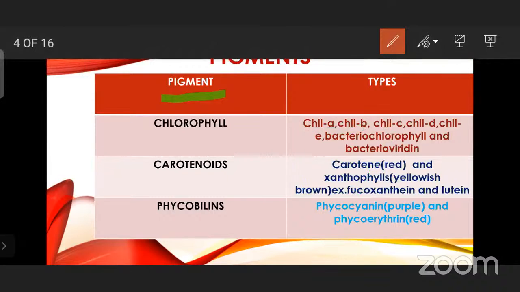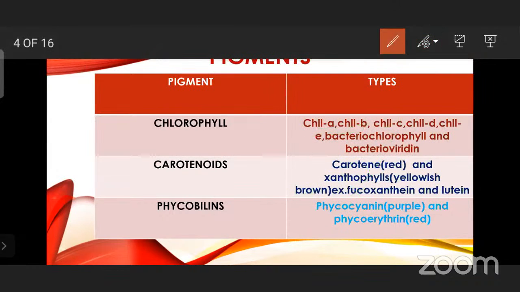And this chlorophyll pigment is of several types, 7 types: chlorophyll A, chlorophyll B, chlorophyll C, chlorophyll D, chlorophyll E, and bacteriochlorophyll, bacterioviridin. Of these 7 types, chlorophyll A is very important. The chlorophyll pigment will be green in color, and that is what gives the green color to the plant body. And carotenoids.